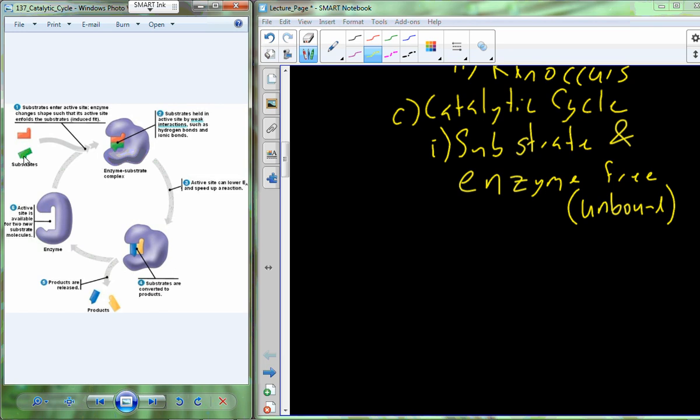It's all based off of Brownian motion. Both of these things are randomly moving around within the context of the system. Random movement, if there's enough substrate and enough enzyme present, they're eventually going to bump into each other. As you increase concentration, you have more of those interactions that become possible.